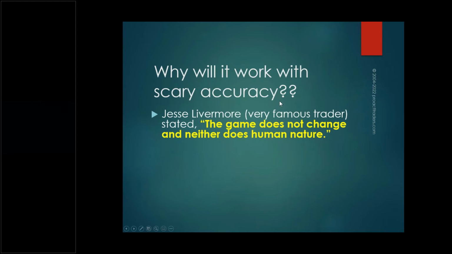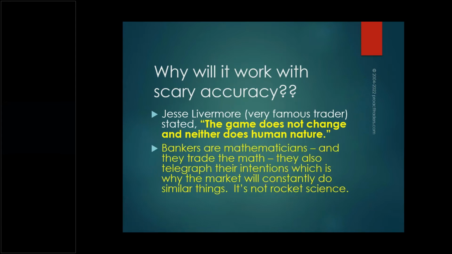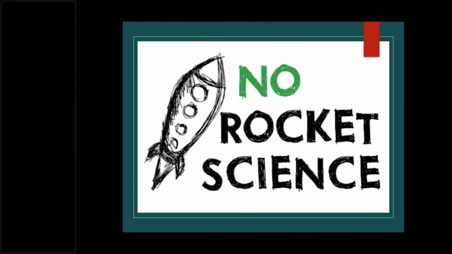All right. Most of trading, if you get to the end of it and you learn all the technicals and all that sort of stuff, if you ask any professional trader what's the secret of trading, they'll tell you it's stuck between your left ear and your right ear. It's because it's psychology. So bankers are mathematicians and they trade the math. They also telegraph their intentions, which is why the market will constantly do similar things. It's not rocket science.